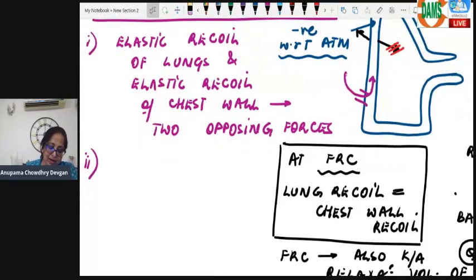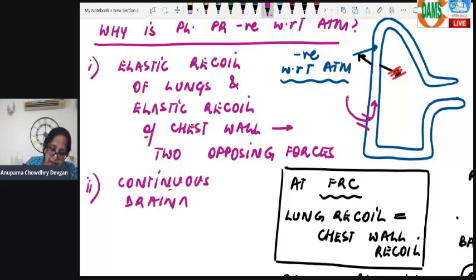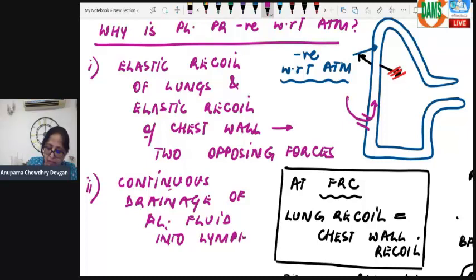Now, the second reason why there is going to be a negative pressure in the pleural space is the continuous drainage of the pleural fluid into the lymphatics. There is a continuous drainage of the pleural fluid into the lymphatics, right?